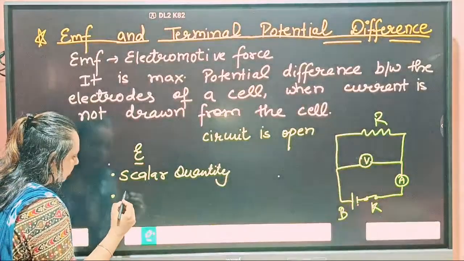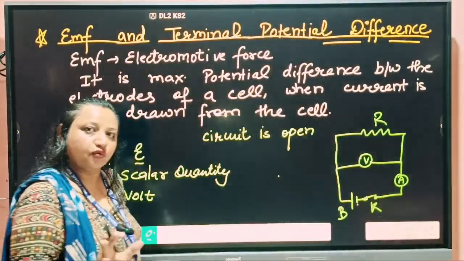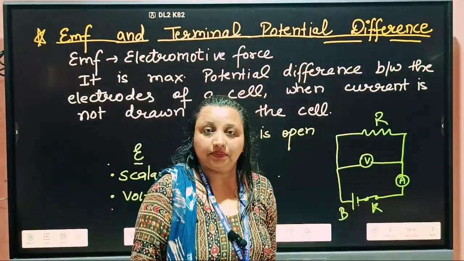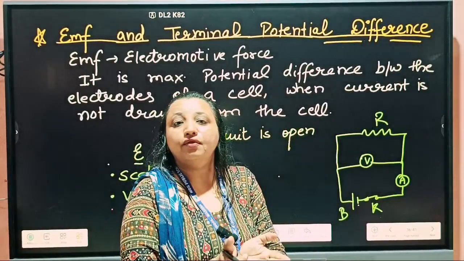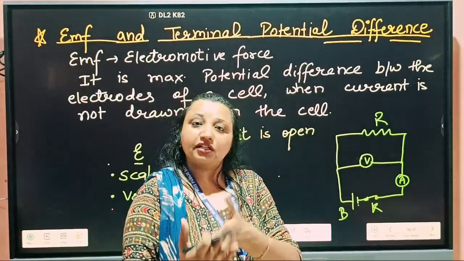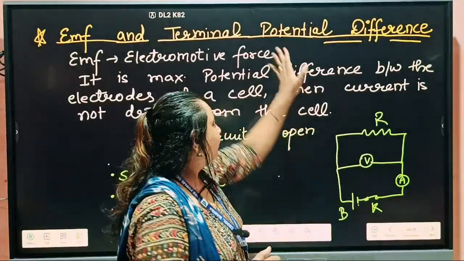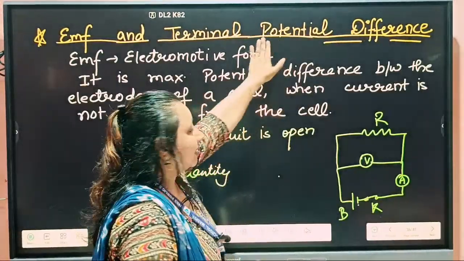And its SI unit is volt. Both have the same SI unit, which is volt, and are measured by a voltmeter. When the circuit is open, the circuit is not complete, current doesn't flow, the voltmeter shows the reading of EMF, but when current starts flowing, it shows the reading of terminal potential difference. We can say terminal potential difference is simply the potential difference. It is represented by V.